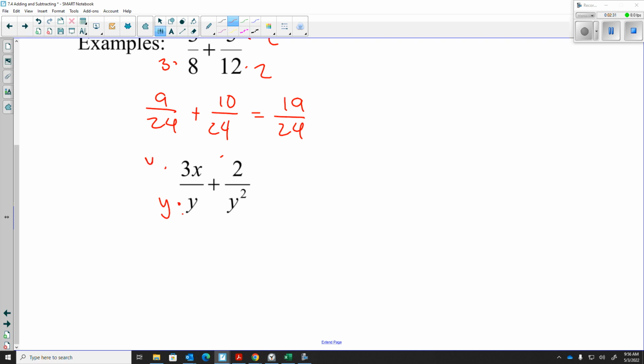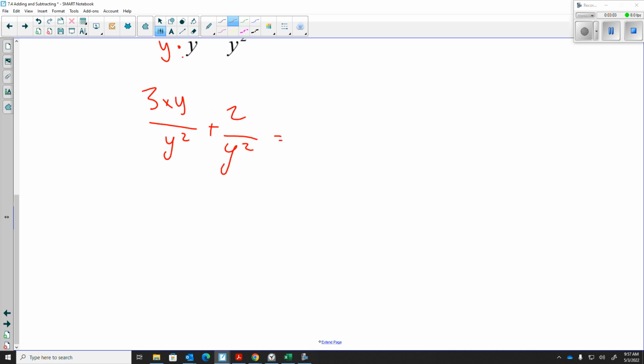And now do you need to do anything to this? No. So you don't have to do something to both of them as long as you can make a match. So this would be 3xy over y squared plus 2 over y squared. And now they're the same. What's 3xy plus 2? It's just 3xy plus 2, because you can't combine these, right? This has an x and a y. This has nothing. So you can't combine them.